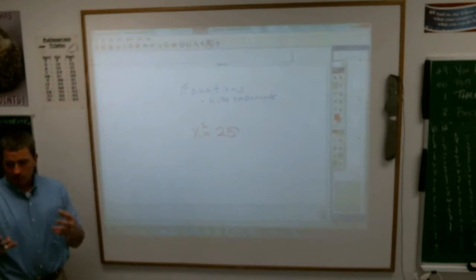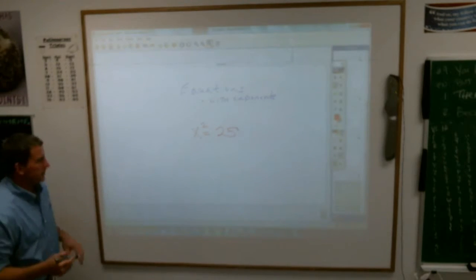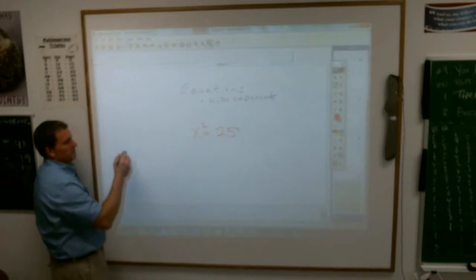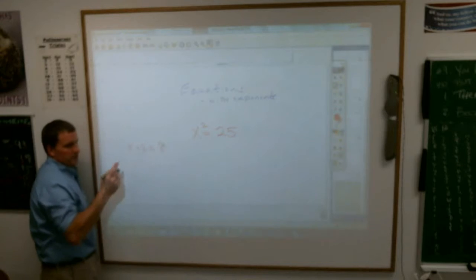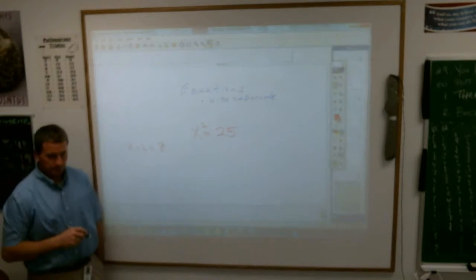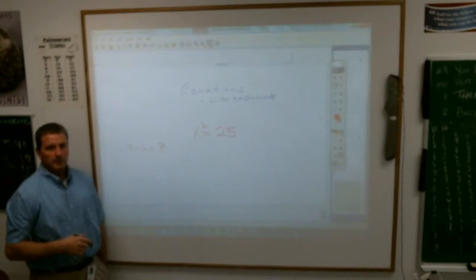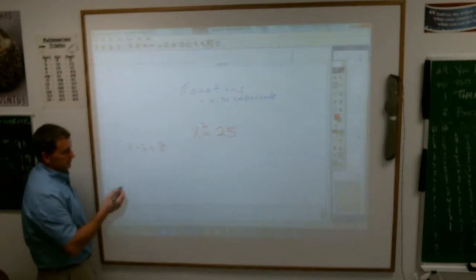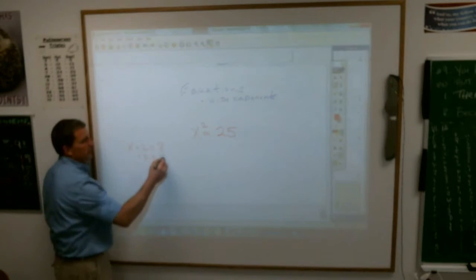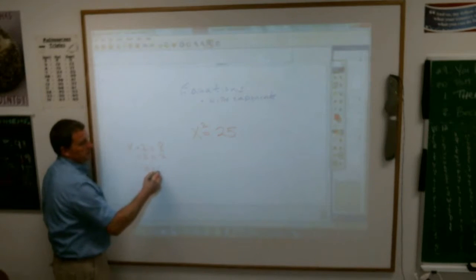In math, there's these rules. We do them all the time. Let's do something like this. If we have x plus 2 equals 8, how do I solve that equation? This one. Calvin? You could subtract 2. Right, subtract 2, and you end up with x equals 6.